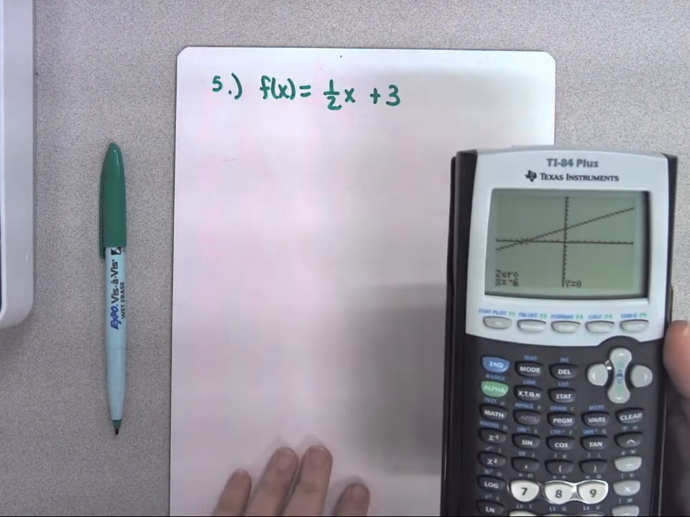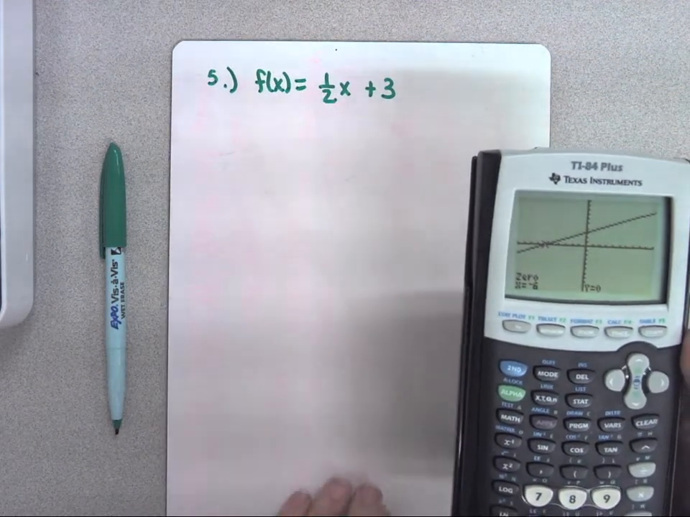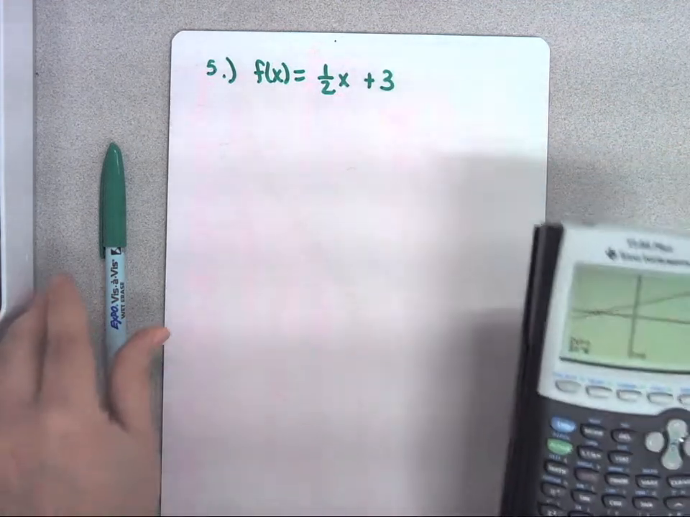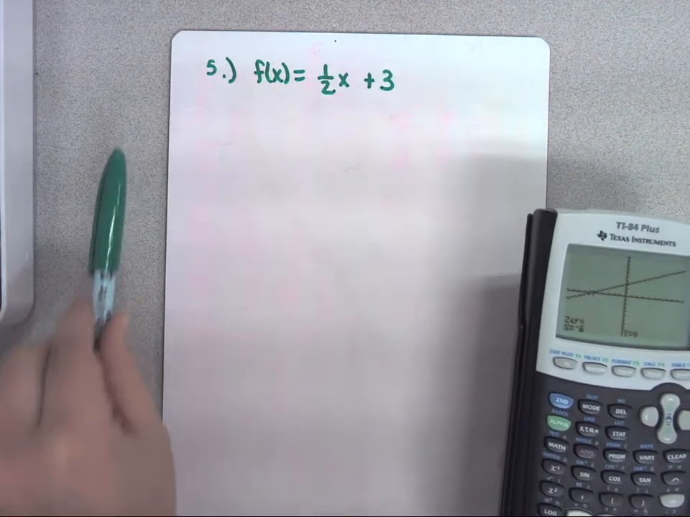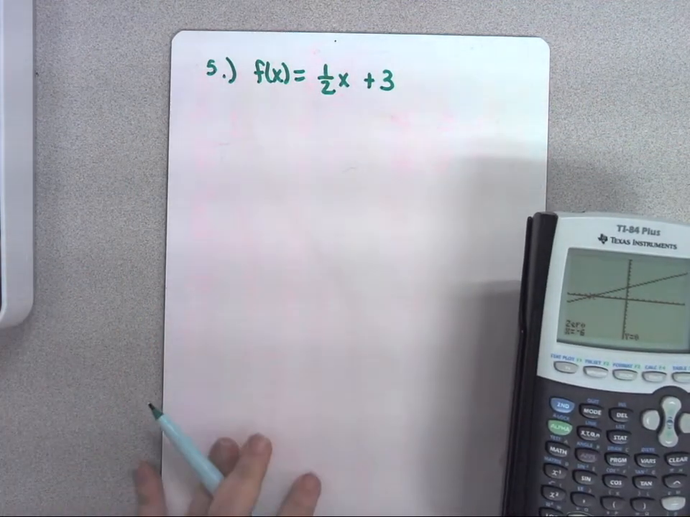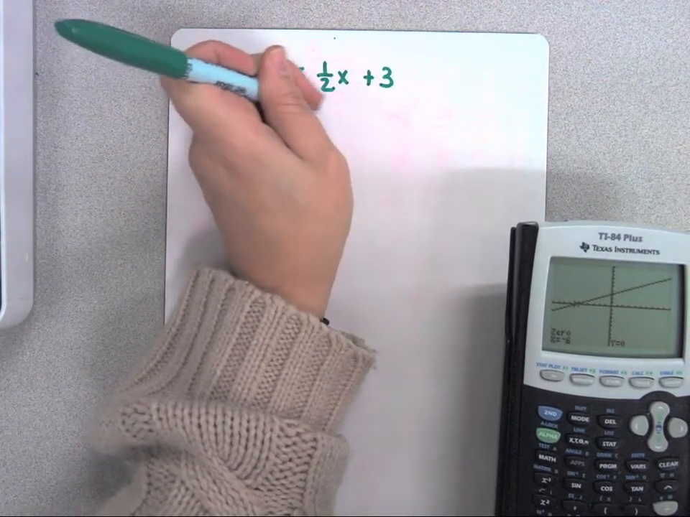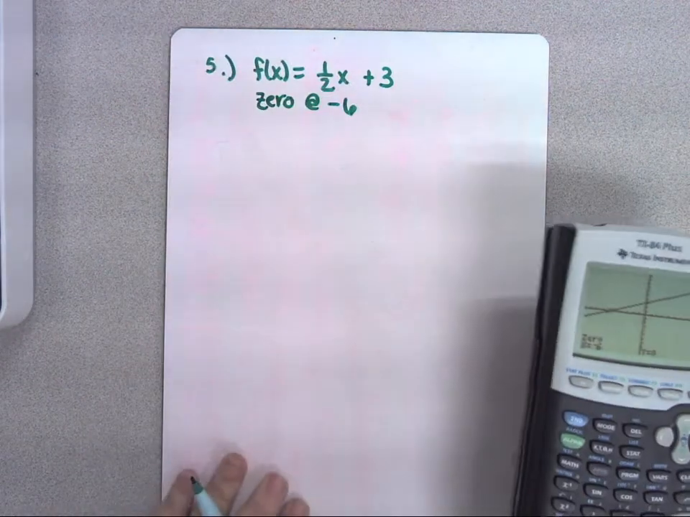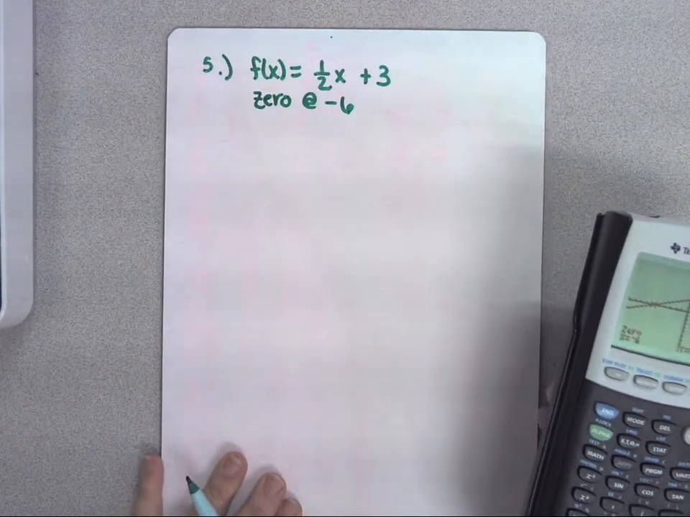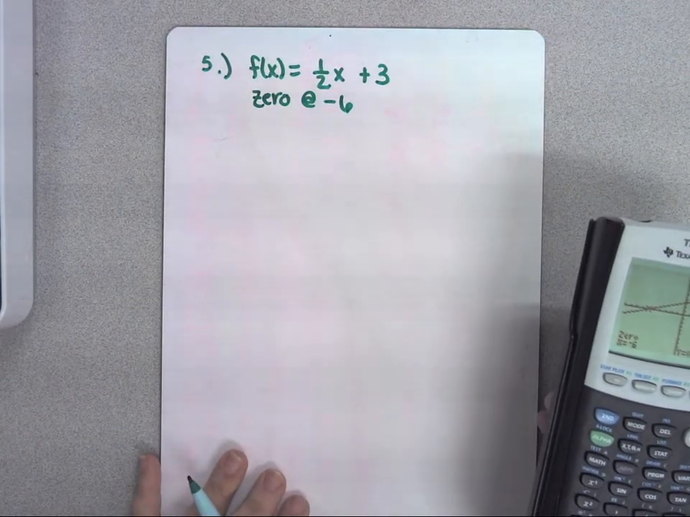And then what did you get as an answer? Did we all get -6? Did you get it, Braden? Okay. So then all I have to write is 0 at -6. Pretty easy. The hard part is just remembering the buttons.